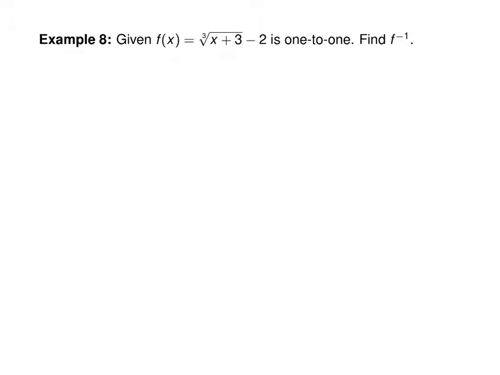All right, one more on this page. Given that f of x is the cube root of x plus 3 minus 2, so this is an S-shaped function, right? Shifted that way 2, and that way 3, and down 2, right? And those sideways S-shaped curves are also one-to-one, right? Okay, so you can find the inverse. So start by swapping the x and y. So x equals cube root of y plus 3 minus 2.